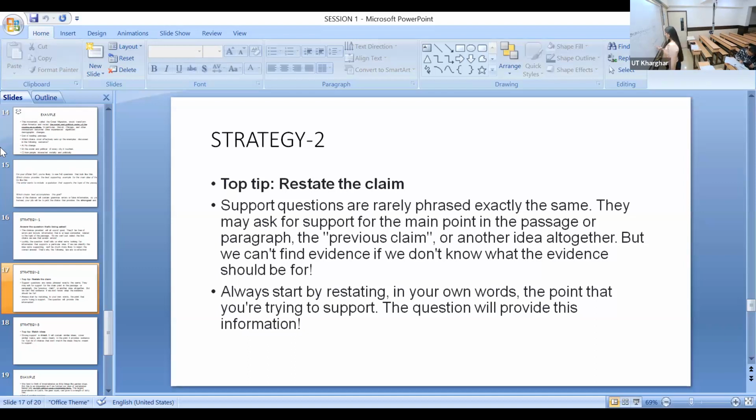Always try to start by restating in your own words. Okay. So technically, Adi, if the particular description is there, like the example was there, try and frame it in your own words. Then what is it talking about? Okay, then you will get the book.